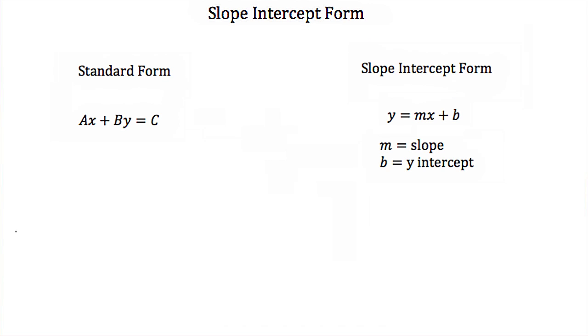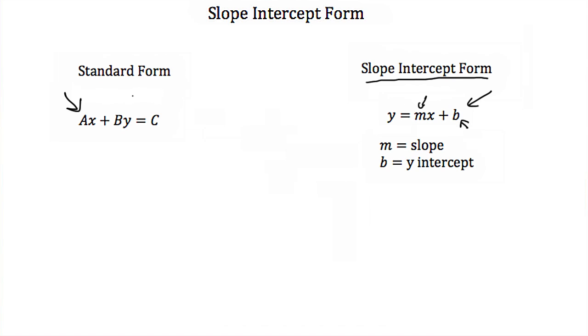Now you may have already seen the standard form for linear equations, which is right here. But what if we're given a slope and a y-intercept? If we are, there's an easier form for linear equations. It's called the Slope-Intercept Form, and it looks like this. Y is equal to mx plus b, where m is our slope and b is our y-intercept.